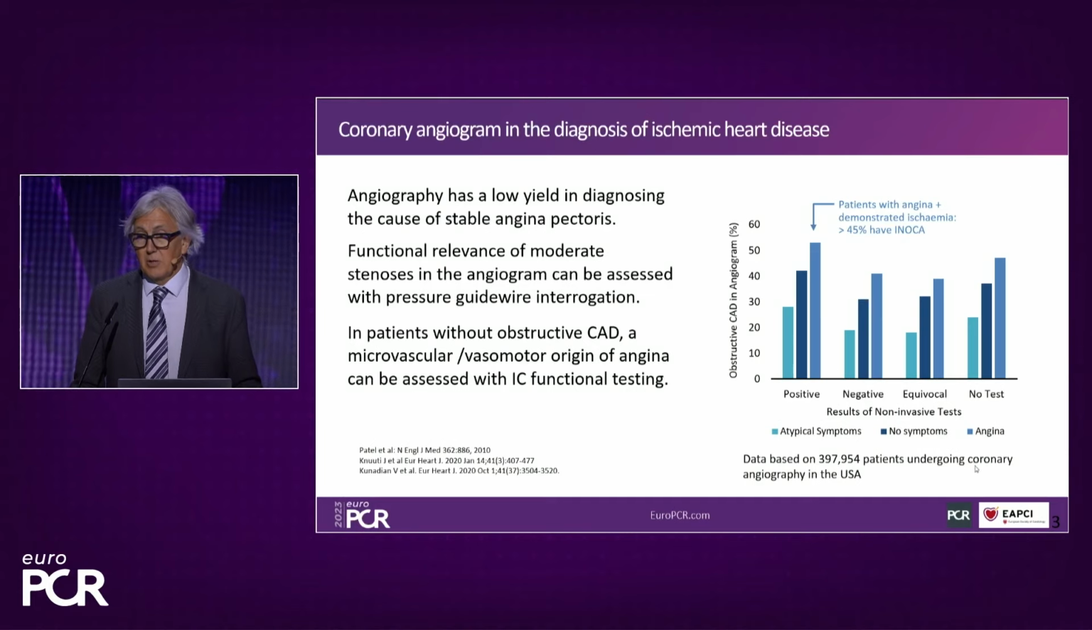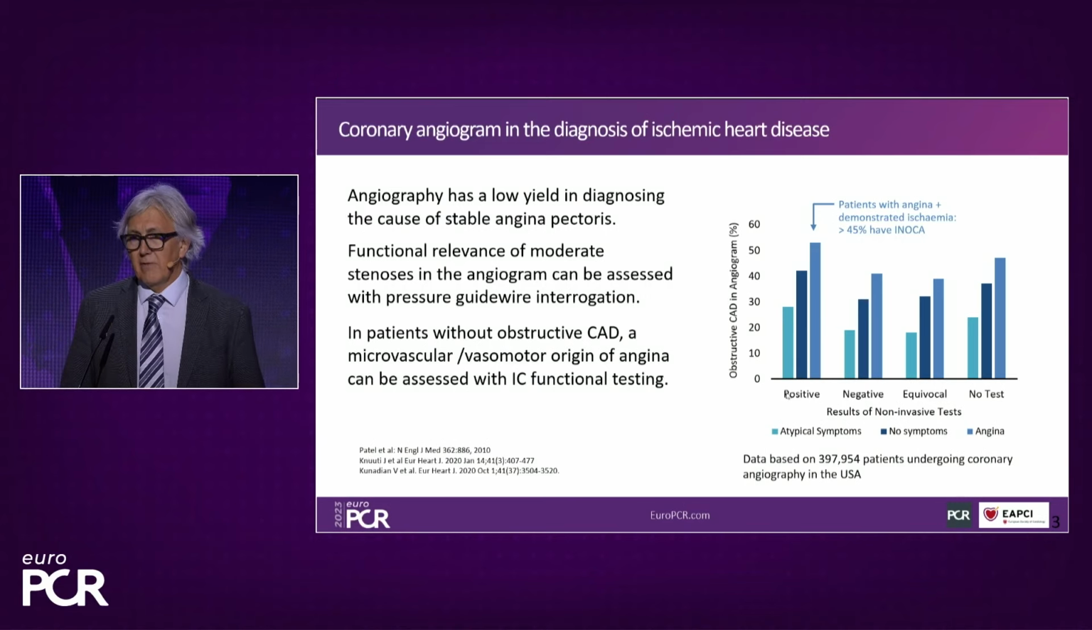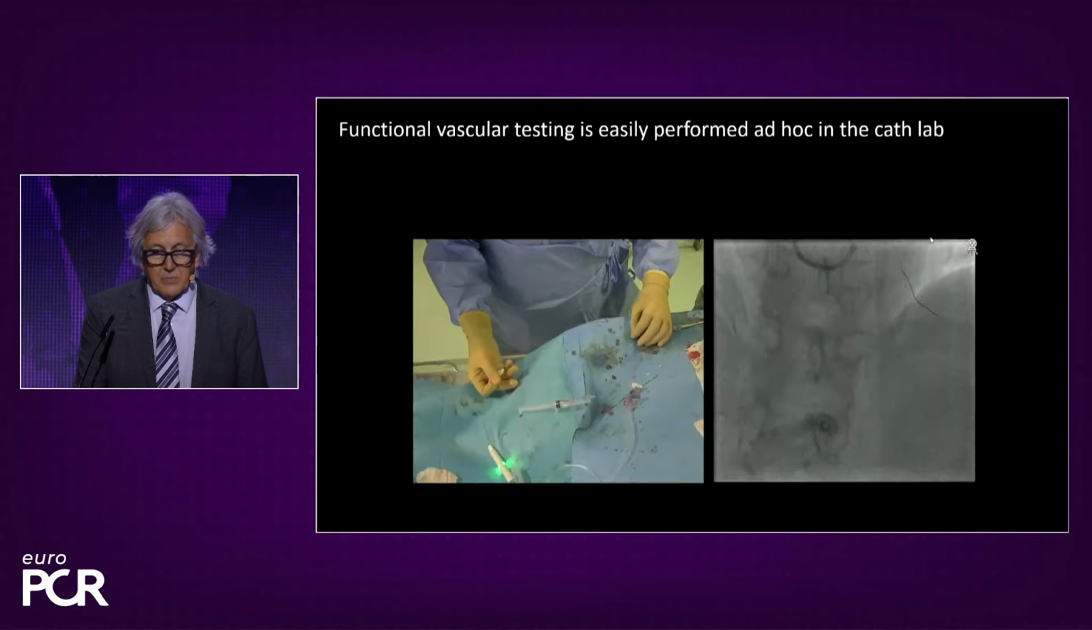So, just to put this together, you can see here this paper by Manesh Patel that put together these nearly 400,000 patients in the US undergoing coronary angiography, where you can see that even in those that have a positive non-invasive test, even in those that have angina, in 45% of them you do not document obstructive coronary artery disease.